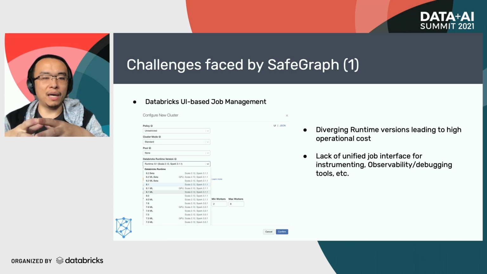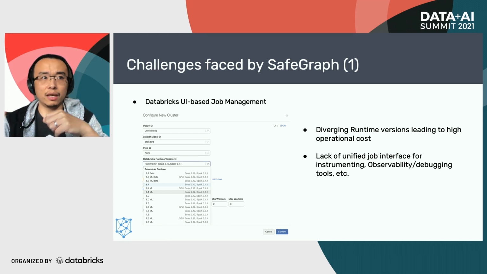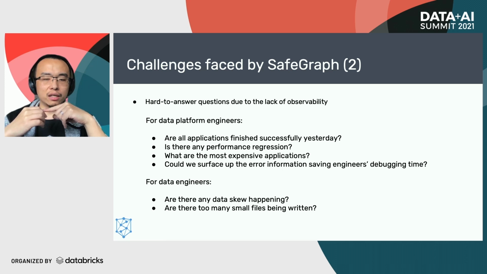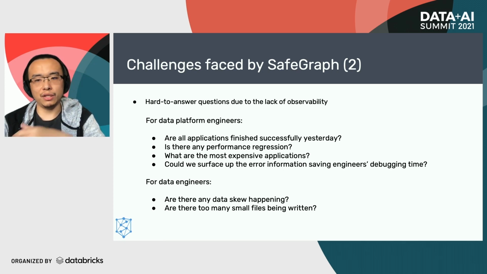Because it is a pure UI-based job management interface, we really missed a unified job interface for us to instrument observability and debugging tools. And because of the lack of observability, it's hard for us to answer several questions. For example, for a data platform engineer, it's hard to answer whether all applications finished successfully yesterday, whether there are some very expensive applications to be optimized, or whether we have seen repeated issues in applications, so we can do something to save our engineers' debugging time.